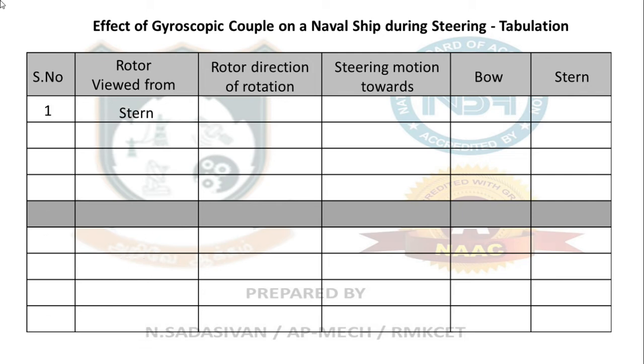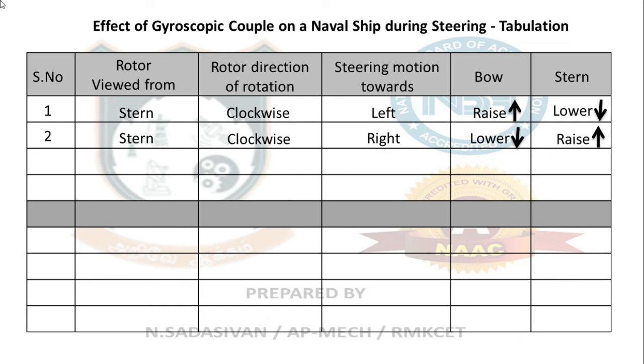So I am looking at the rotor from the back end of the ship. My rotor is going around in clockwise direction, and now I am taking a left turn. So that will lift my bow and lower the stern. Same thing when I look from the stern and my rotor goes around in clockwise direction and I take a right turn, the opposite will happen. My bow will fall lower and the stern will rise. The same thing in opposite sense.